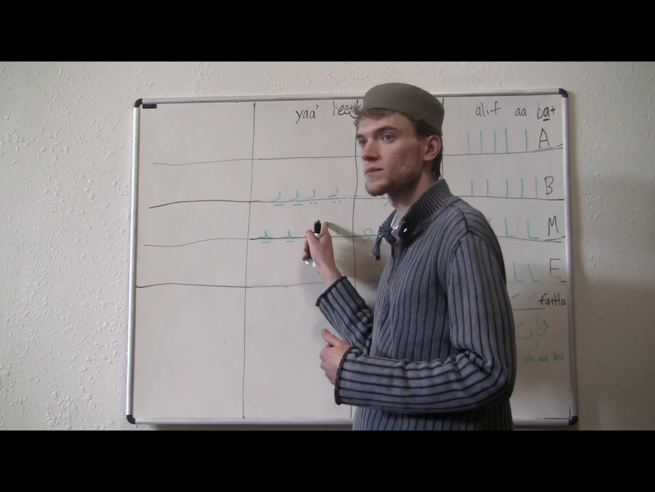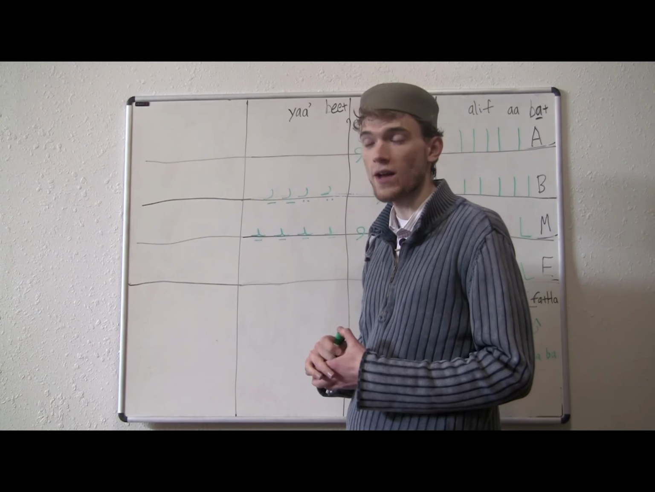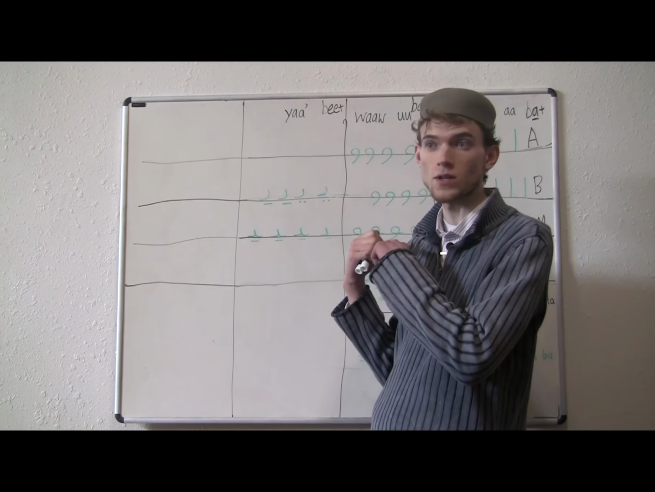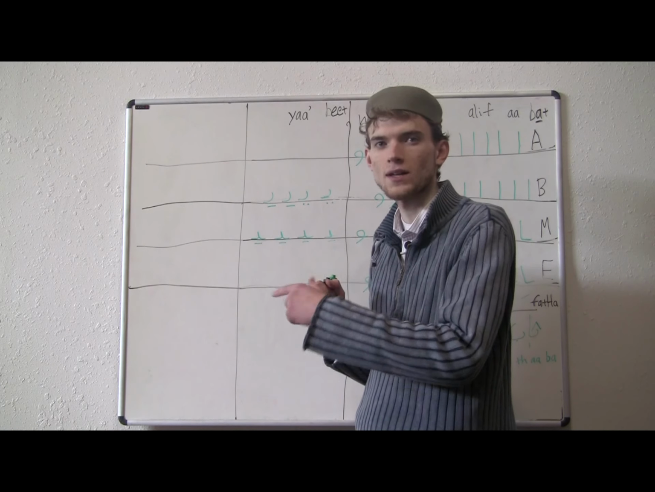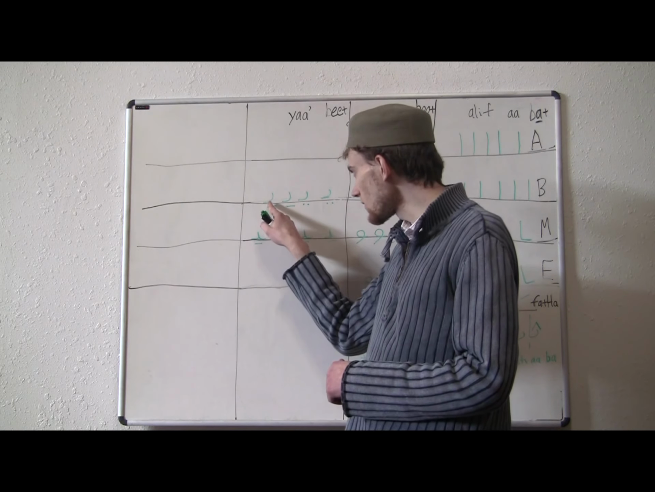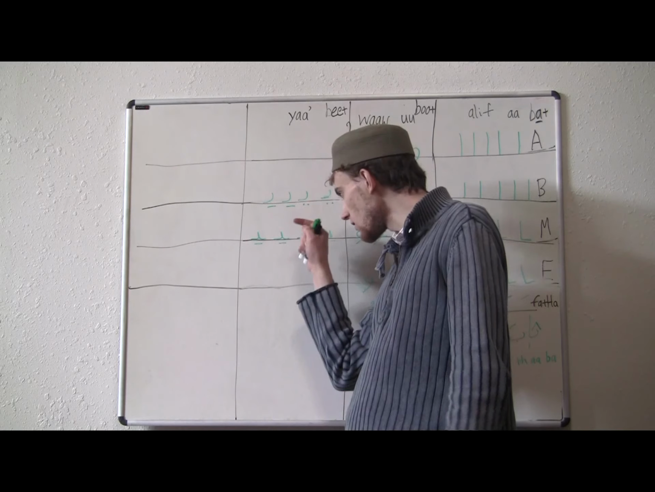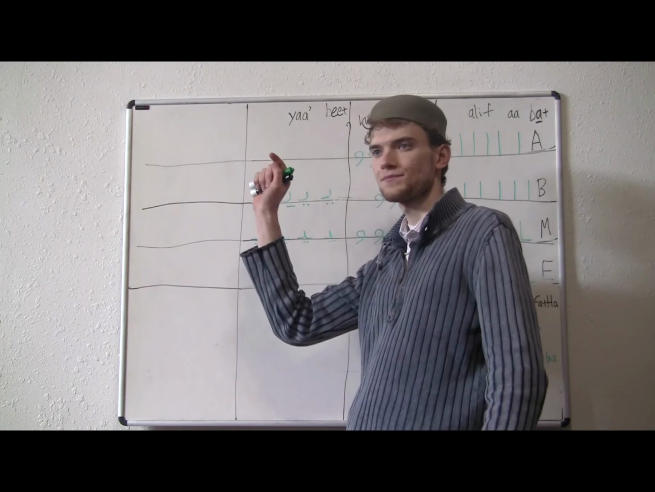Just like ba, ta, and tha, the ya connects to what comes before it. Everything that can connect to what comes before it does, and the ya will connect to what comes after it, just like the ba, ta, and tha. So this line coming after the ya, going along the line of the page, is going to connect to the next letter.